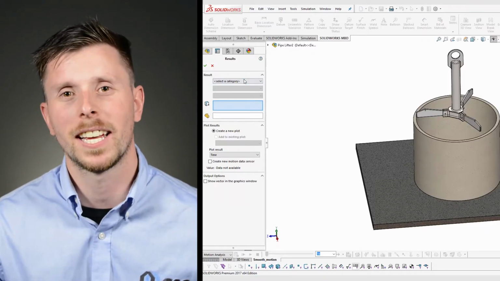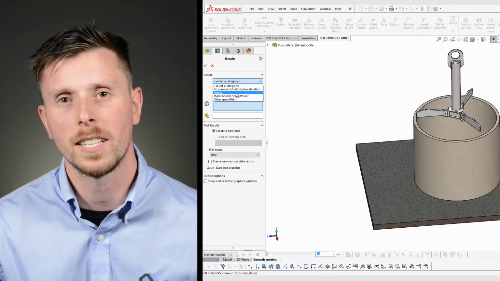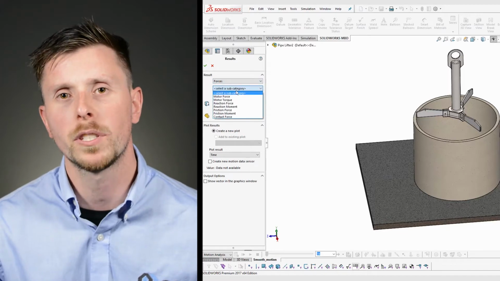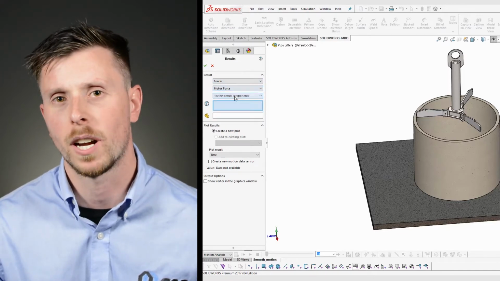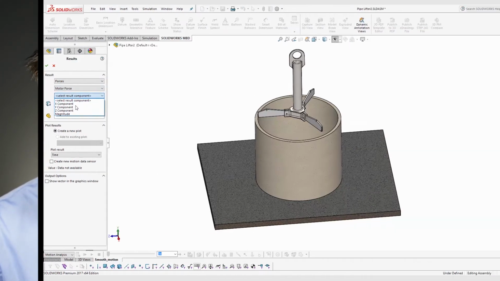SOLIDWORKS Premium comes built in with simulation capabilities that will help you solve complex design problems. The capabilities to test product performance with stress analysis and real-life motion will help you resolve issues early in the design process and give you confidence in your designs.